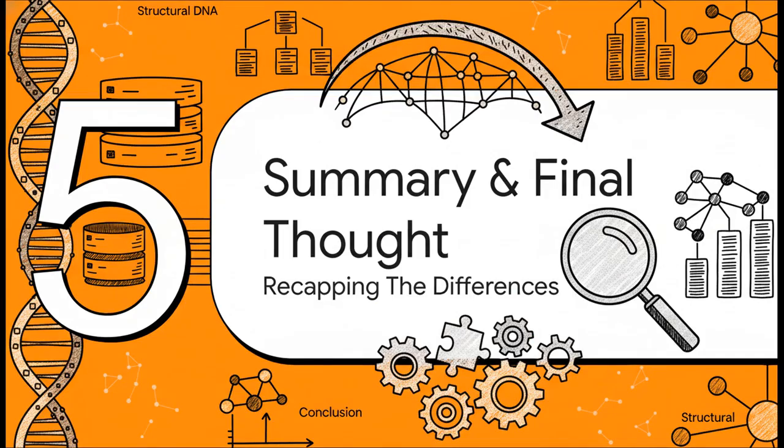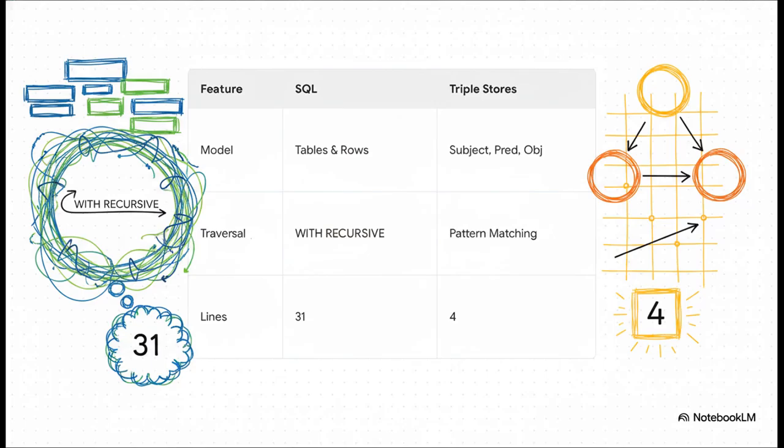Let's wrap this up. Section 5, Summary and Final Thought. Let's synthesize what we've covered today. Relational SQL relies on tables and rows, a rigid schema. When you force it to walk down variable length paths, it has to use memory-heavy recursive operations, blowing up your code to 31 lines of micromanagement.